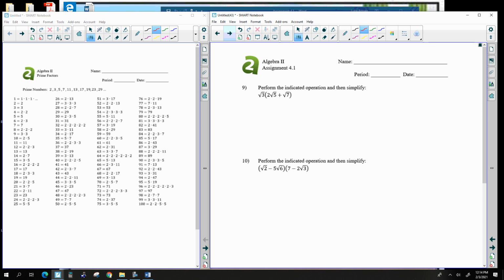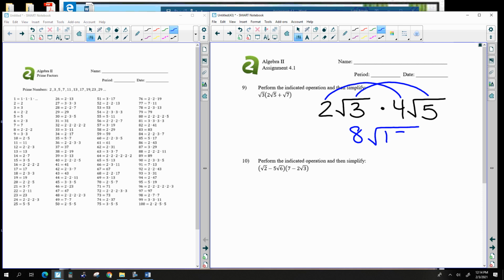Okay, multiplication. When I multiply, I'm going to write a side example. Let's say I have 2 root 3 times 4 root 5. When I multiply roots, numbers multiply numbers, roots multiply roots. So 2 times 4 is 8, 3 times 5 is 15.